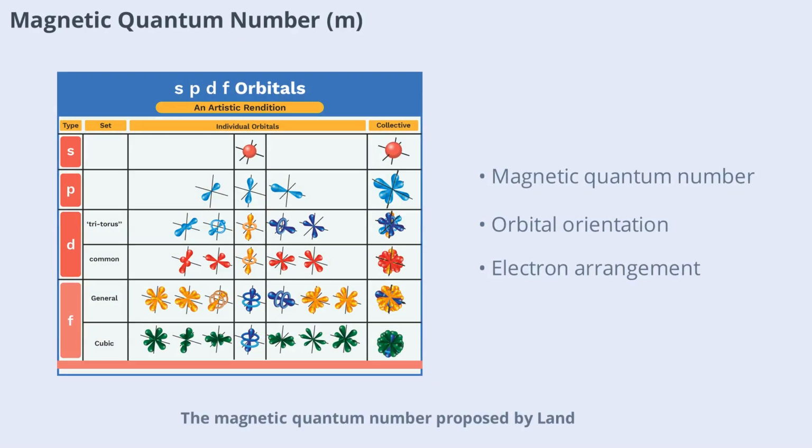Magnetic quantum number, proposed by Landé, gives information about the spatial orientation of orbitals. Its value ranges from -l to +l, including 0. The total number of orbitals in a subshell is 2l + 1, and the number of orbitals in a shell is n². This quantum number is crucial for understanding the arrangement of electrons in space.